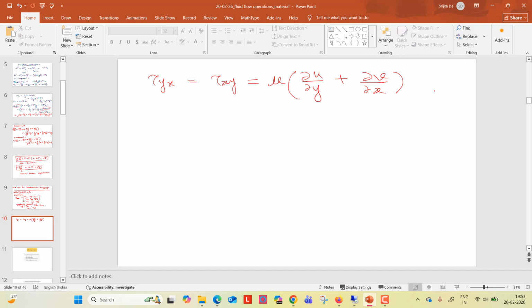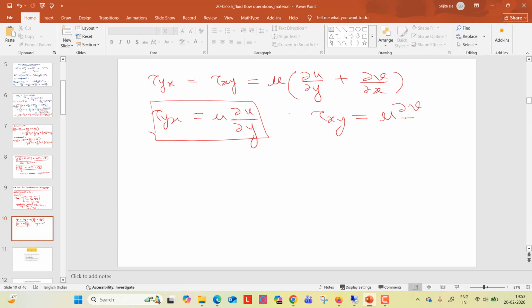Just remember. You have seen that tau yx is coming individually as mu du dy. We have proved this from the first class, right? From Newton's law of viscosity. Next, tau xy will similarly be mu into del v del x. So if these two are similar, we are combining these two. This will be the overall combination, and now the summation will happen.